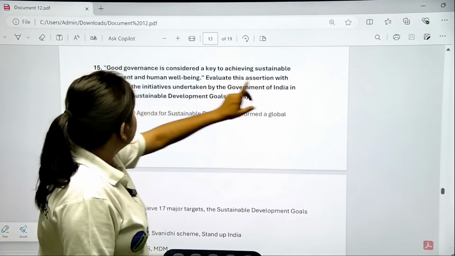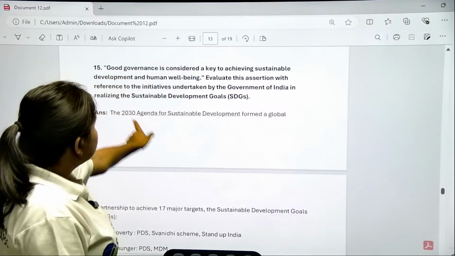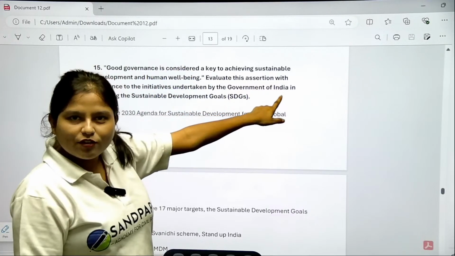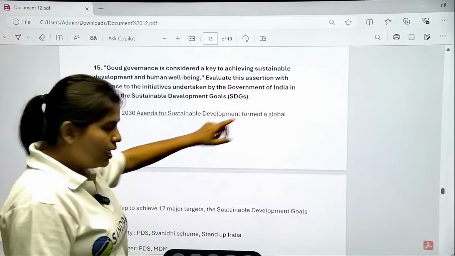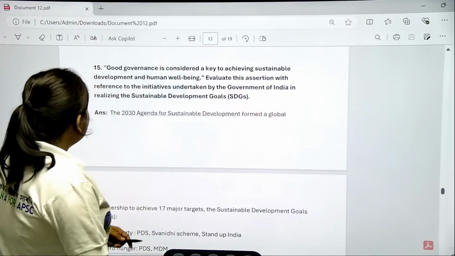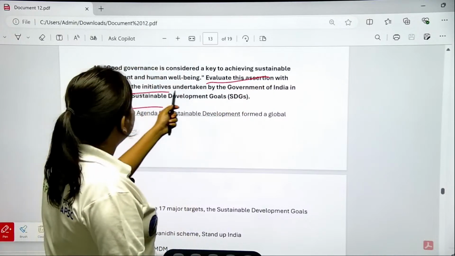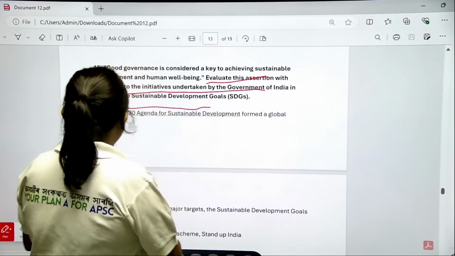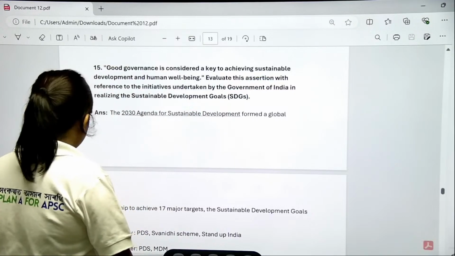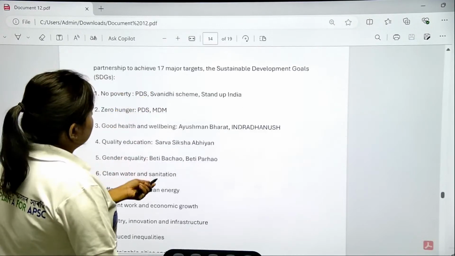Evaluate this assertion with reference to the initiatives undertaken by the government of India. So we will have to evaluate this assertion with reference to the initiatives undertaken by the government of India. They are initiatives of the government of India.